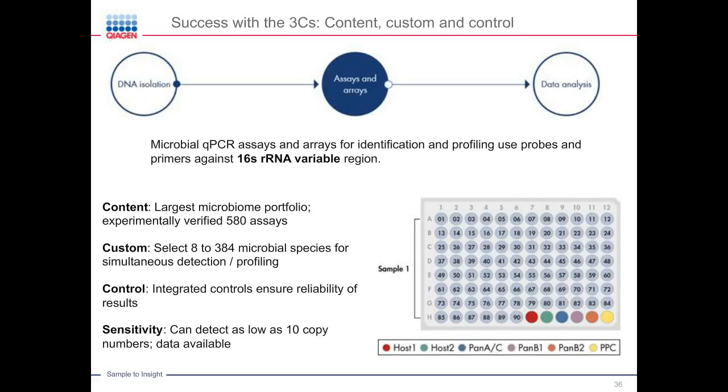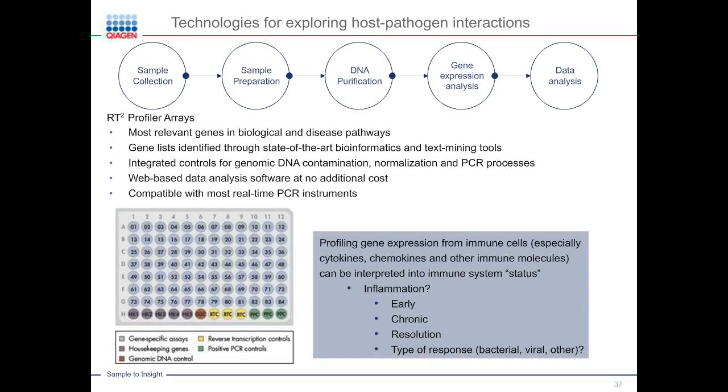The custom is when we have 384 different custom designs we can do. If you want to design a plate like this, then you can add whatever genes you want to add. That is custom designing. And control, this is the most important thing, where you have integrated controls to make sure that all your controls are there. For example, your host controls, then you have pan-EC controls, pan-B1 controls, and the PPC controls, positive PCR controls. And these can detect as low as 10 copies, and the data is available for that.